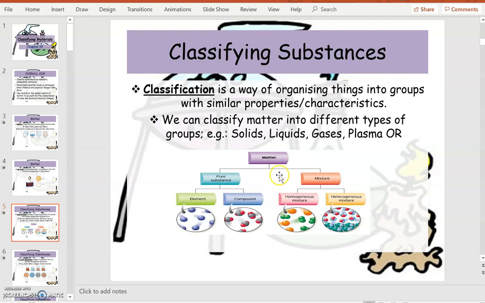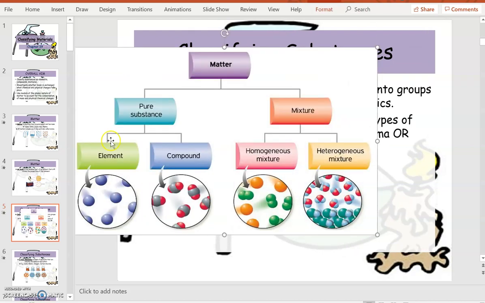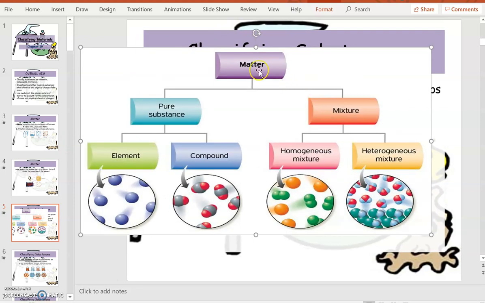So if we look here, we see matter. So matter is everything, so solids, liquids and gases. You have pure substances or you have mixtures. Okay, so a pure substance can be either a compound or an element. A compound is an exact ratio of elements to each other. An element is only one type of atom. And then mixtures can be either homogeneous or heterogeneous. Don't worry too much about this bit, okay? But just know that matter can be in three forms.